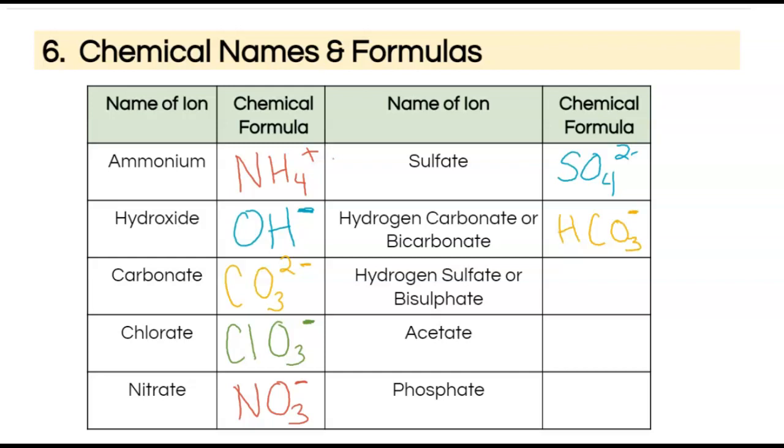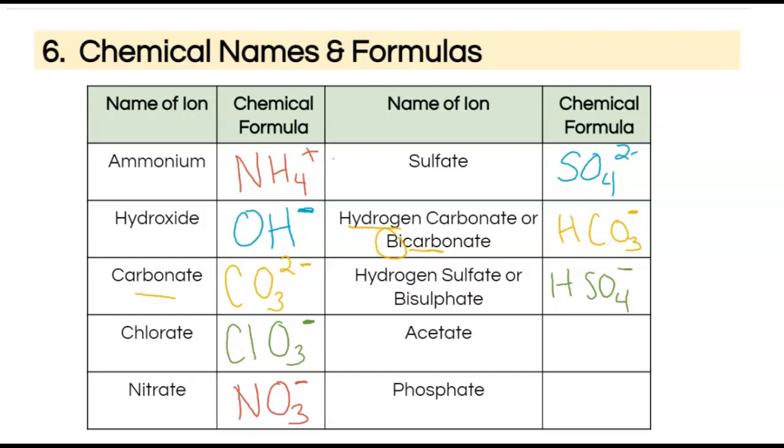Okay, so notice that carbonate and bicarbonate look a lot the same, and that prefix bi, or the hydrogen, you can see how that sort of fits in there. So maybe you have a guess as to what hydrogen sulfate might be. So hydrogen sulfate has the formula HSO4 with a -1 charge.